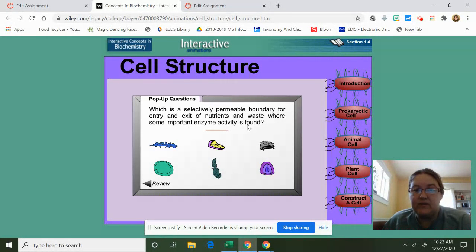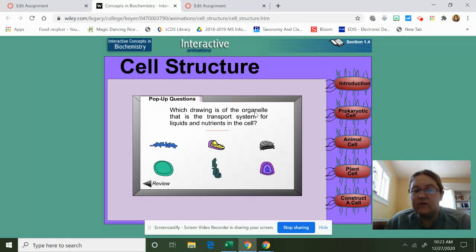Selectively permeable boundary for entry and exit of nutrients and waste. So selectively permeable. Some things can go in and some things can't. So important. That is our cell membrane.